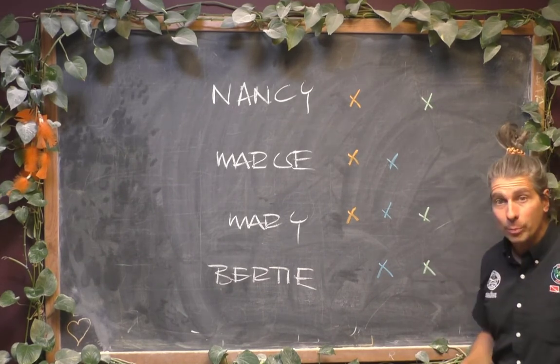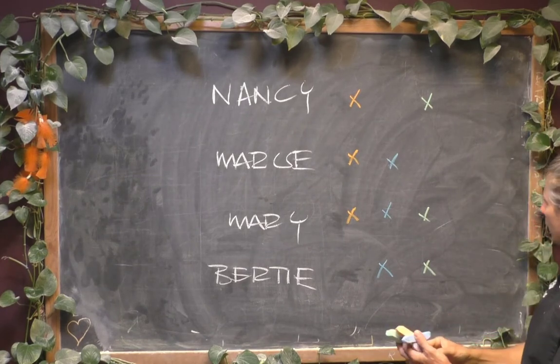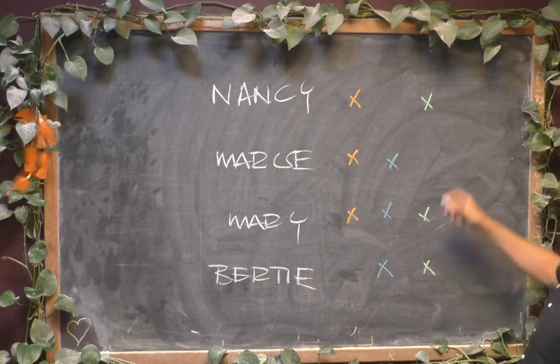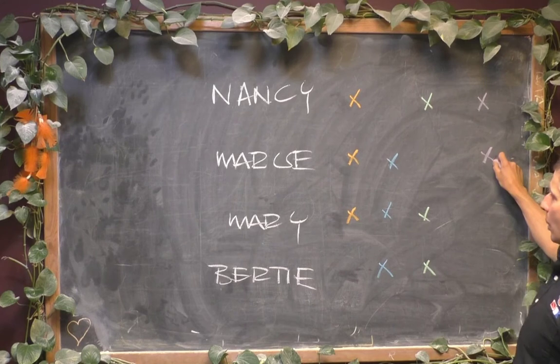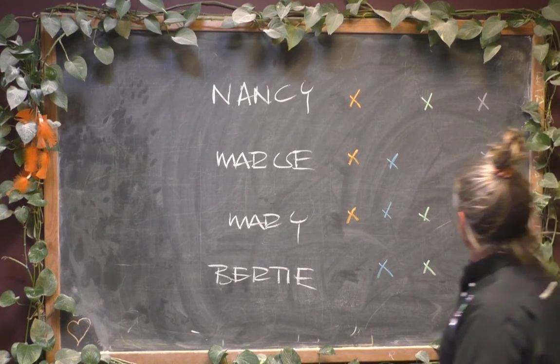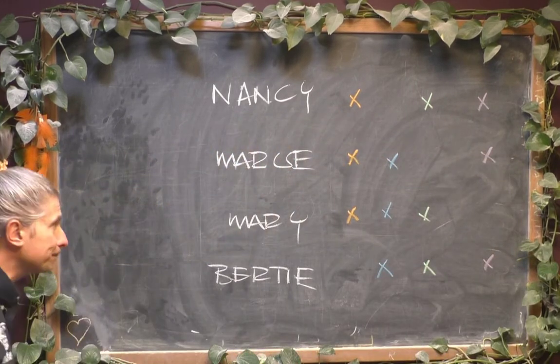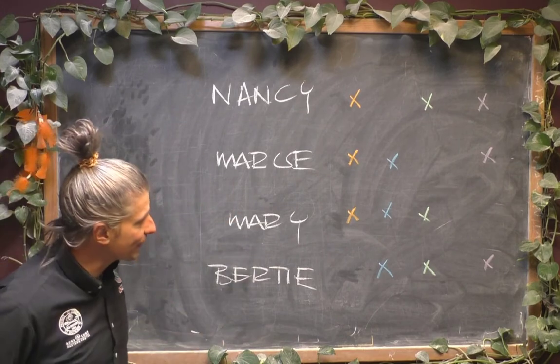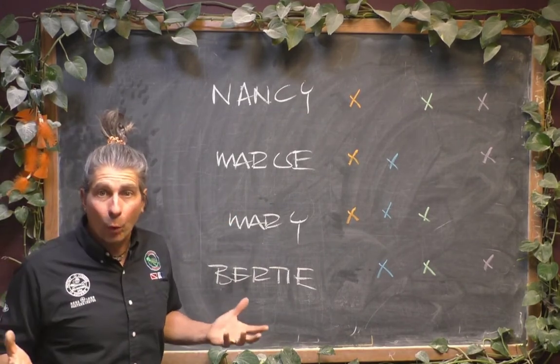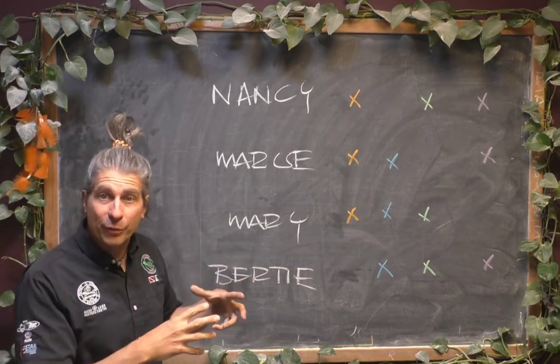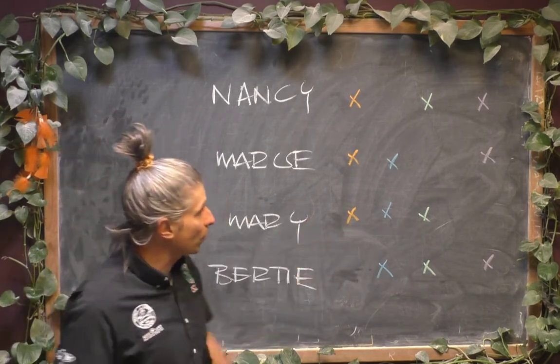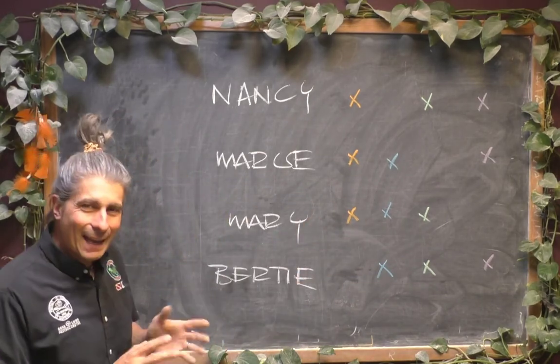That's a different group, right? It's a different group. And then what color? I haven't used purple yet. And then we can also have what? Nancy, Marge, and Bertie. Now, if you take a look at the groups we've got so far, there aren't any more. If you try to create another group of three, you're going to recreate one of the ones you already have.